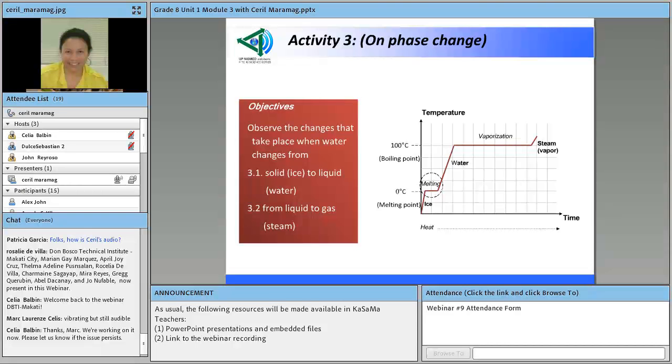So what's again the most important idea that students must acquire from this activity? They must realize that heat transfer does not always result in a change in temperature. In this case, there are intervals of time wherein the temperature of water does not change. So what happens to the heat that was added to the water? The amount of heat transferred is actually used to break the attraction between the particles so they can eventually move faster and further. When the phase change ends, I mean, when the ice has totally melted, that is the time that the temperature will again change.